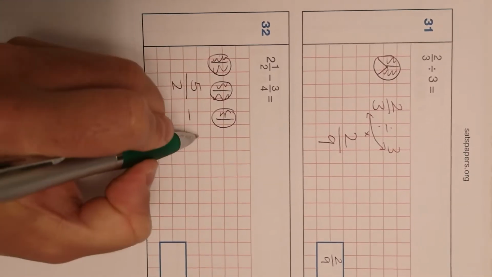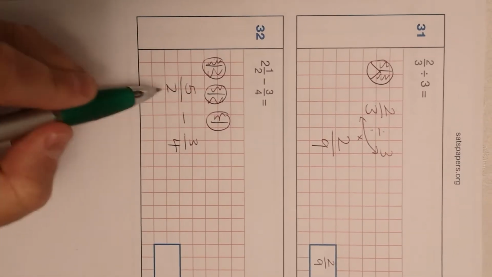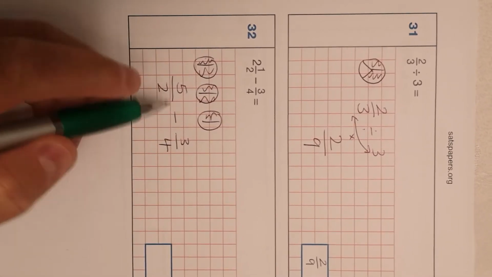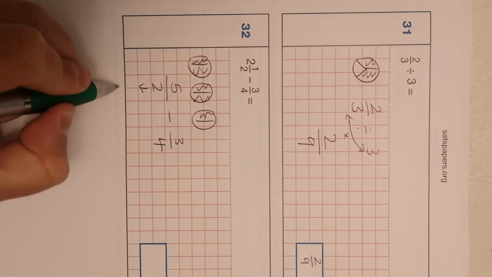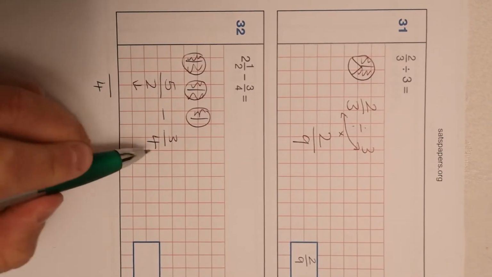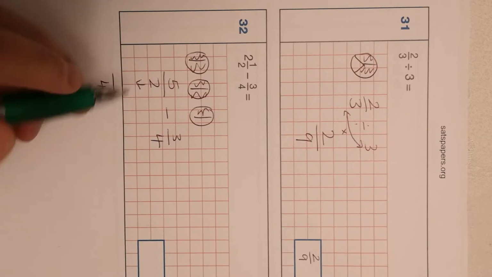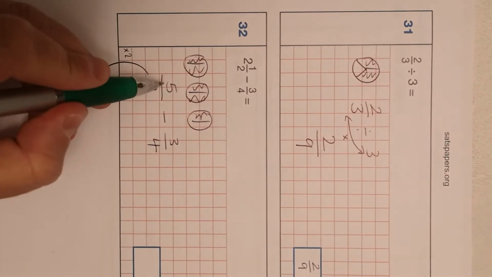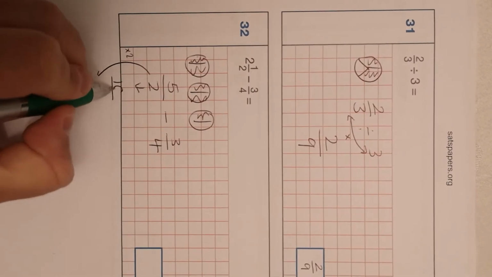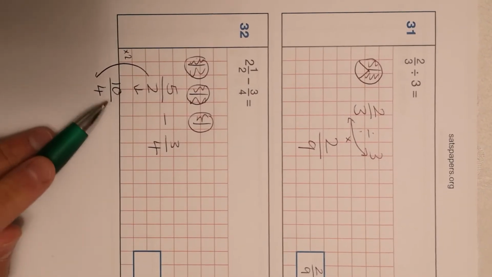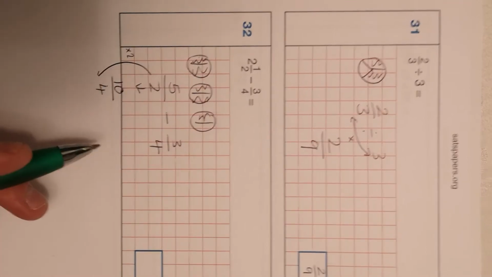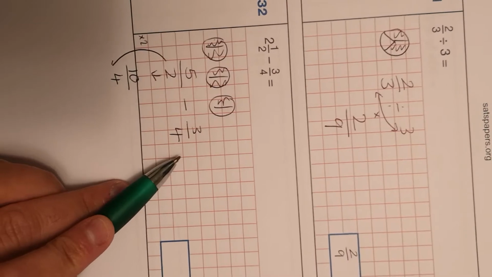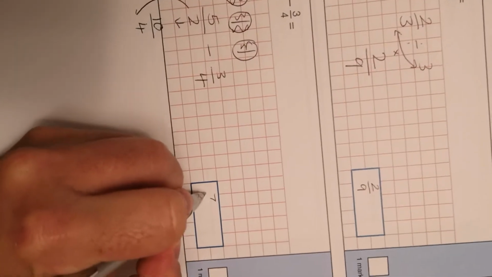Then, step 2, we can have a look at it in this kind of way: 5 halves take away 3/4. What's the problem? Our denominators are different. So we need to make that 5 halves up into quarters so the denominators are the same. To get from 2 to 4, I've timesed by 2, so I'm going to do the same to my numerator. 5 times 2 is 10. 5 halves is the same as 10/4. And then to finish it off, 10/4 minus 3/4 is going to leave us with 7/4.